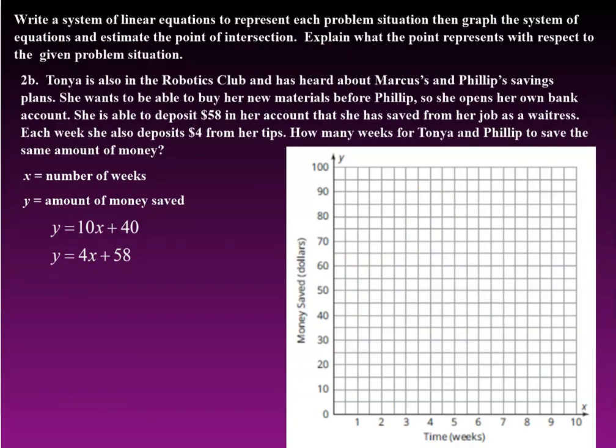All right, so it's your turn to look at Tanya and Philip. So you'll again notice that this is from what we just did earlier in the previous video, finding your x and your y and writing the two equations. So your job this time is to go ahead and graph this and find out how long it will take for Tanya and Philip to save the same amount of money. So go ahead and do that now.